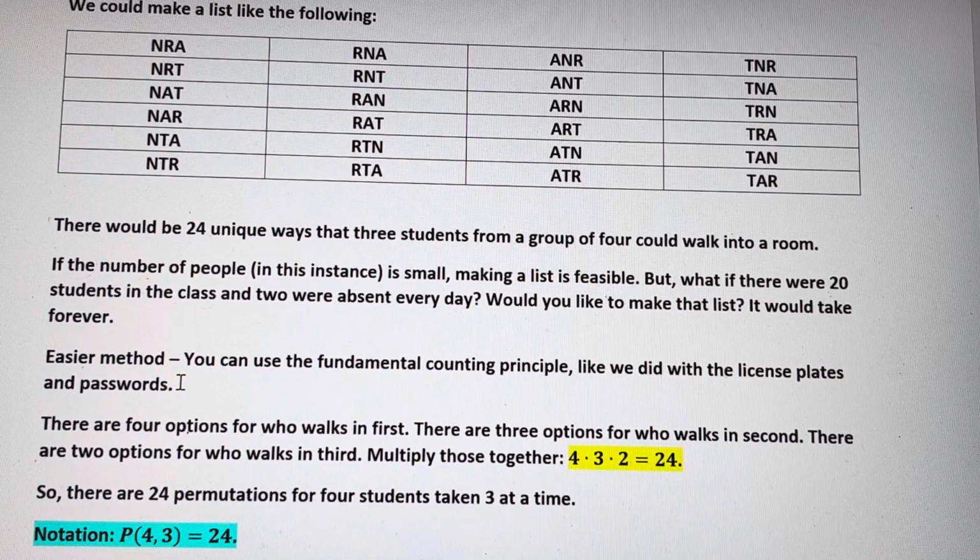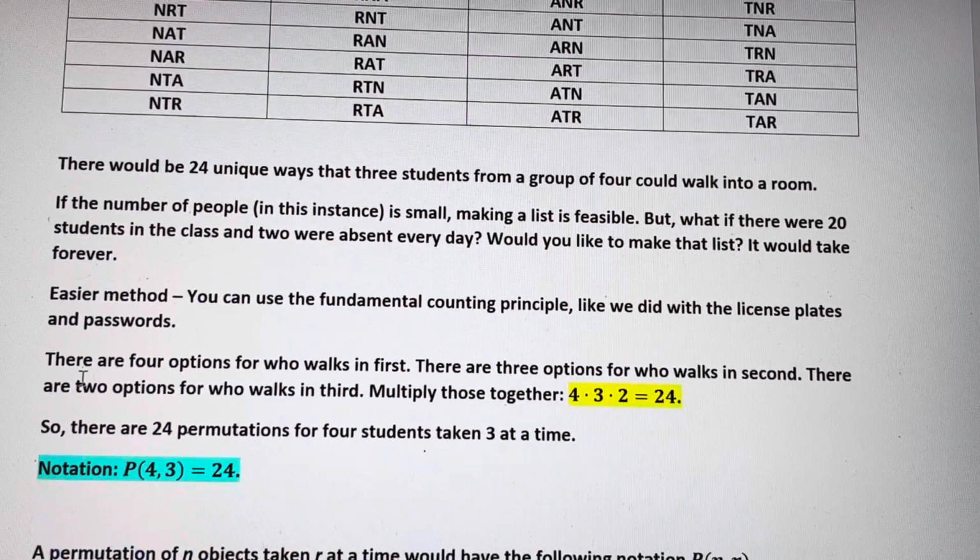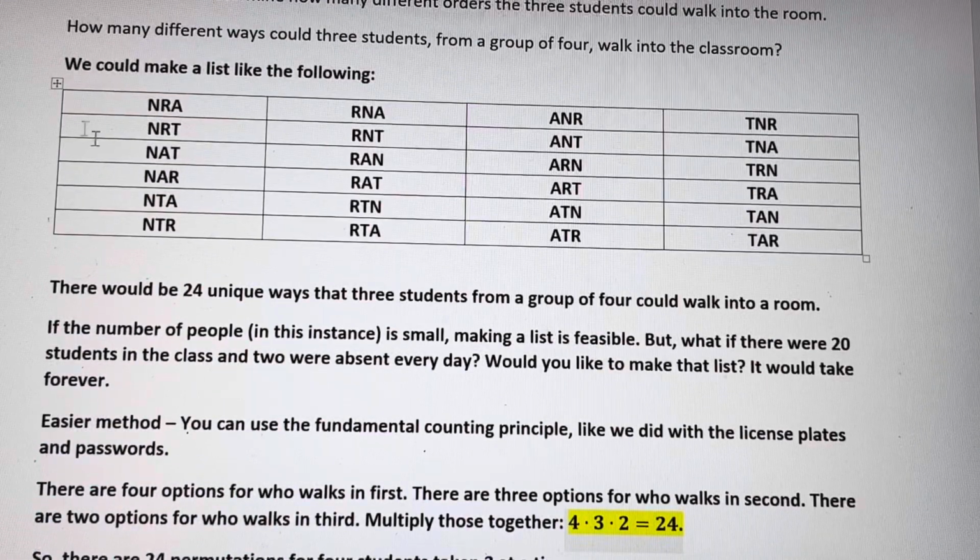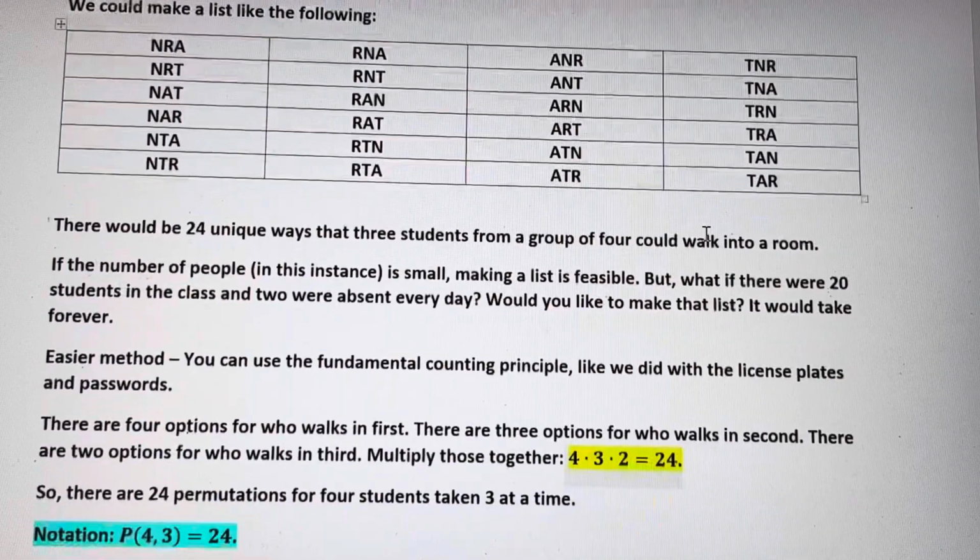We're going to do 2 things here in this video. One thing is we can use the fundamental counting principle. If you think back to the problems we did with the license plates and passwords and other things like that, there's 4 options for who walks in first. So that's our first number here in our counting principle method. After we know somebody's walked in first, that means there's 3 different possibilities for who could walk in second. And then finally, there's 2 possibilities for who could walk in third. So 4 times 3 times 2 gives me 24, and I don't have to make this list.